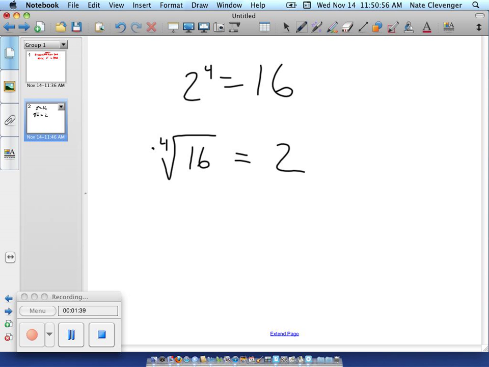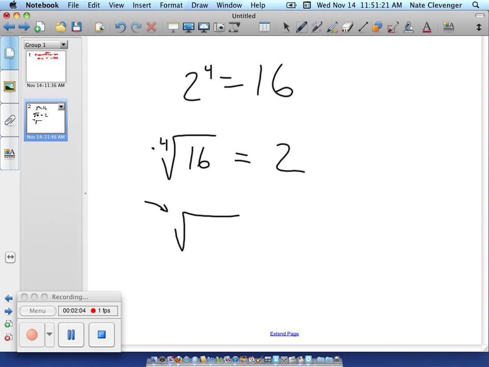This is called a radical sign. I call it a square root symbol most of the time, because most of the time we're taking a square root, because if we don't have a number right here, we know it to mean 2. So I call it a square root symbol, but it's technically called a radical sign. And we find radical expressions.